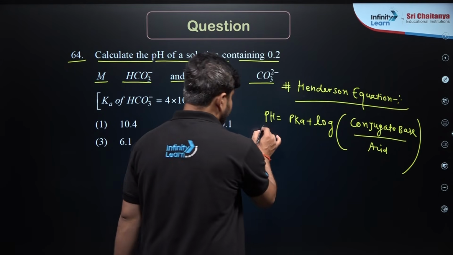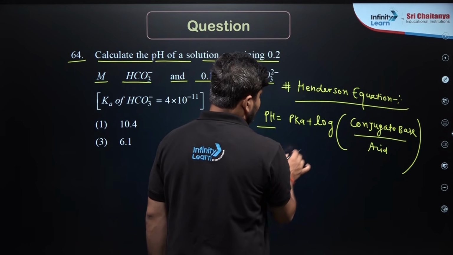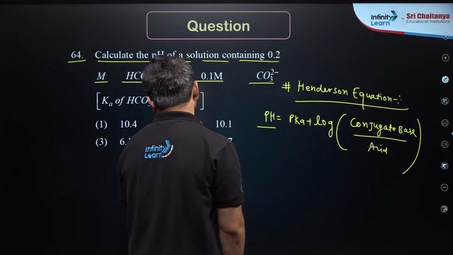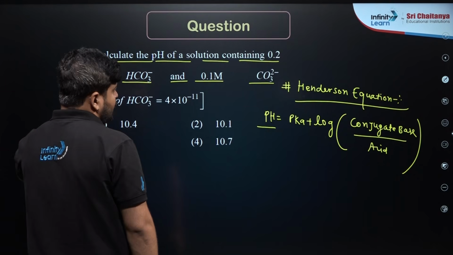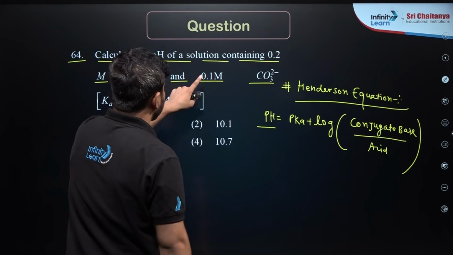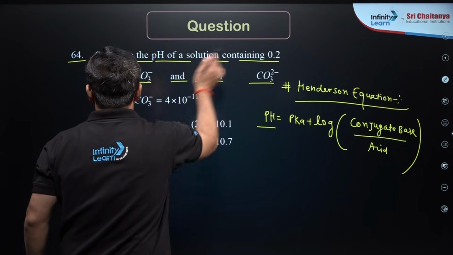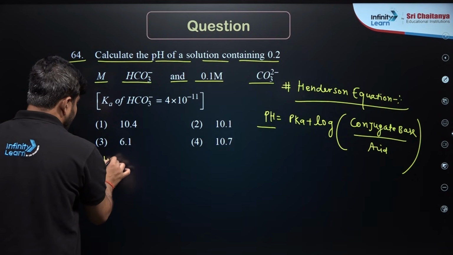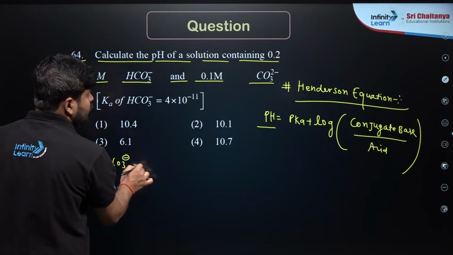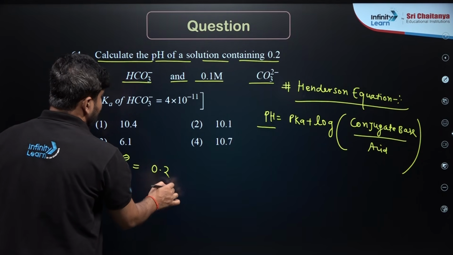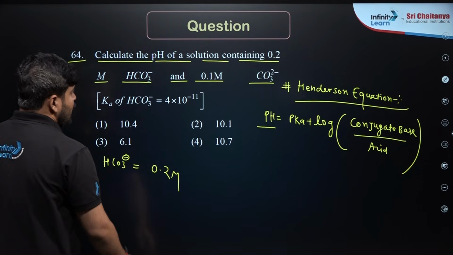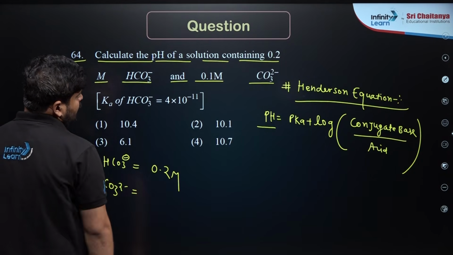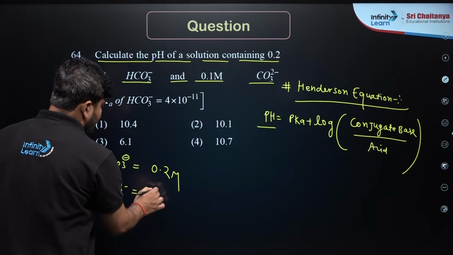Now I am going to put the conjugate base value and acid value here, because everything is given. The acid value is given as 0.2 M HCO3 minus. HCO3 minus is exactly 0.2 M. And CO3 2 minus is given as 0.1 M.